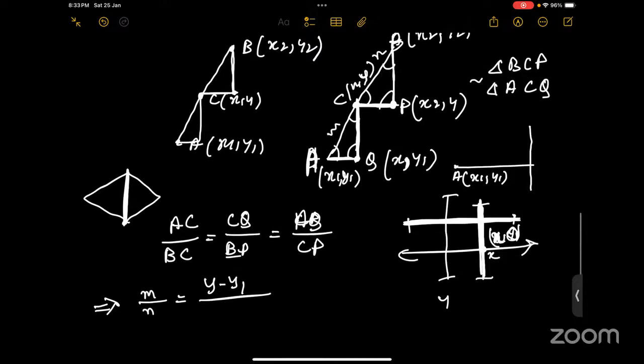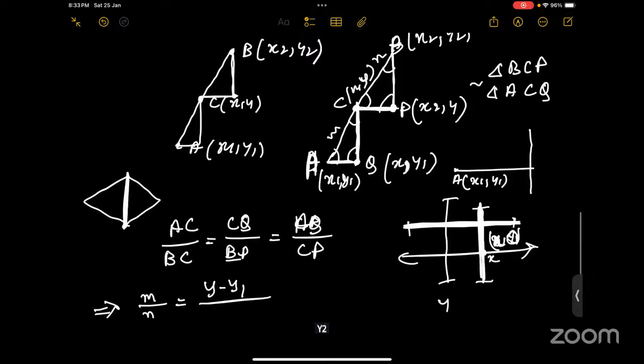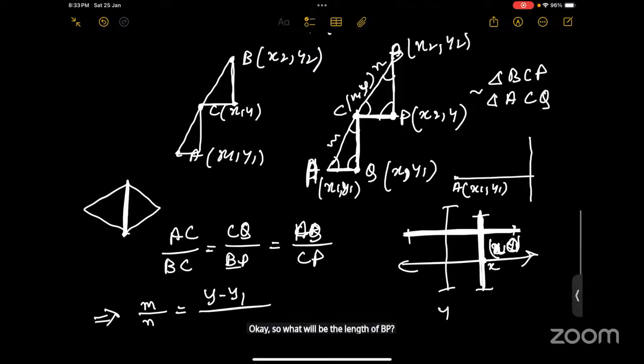Okay. So what will be the length of BP? y2 minus y. Okay. Now AQ. x minus x1.